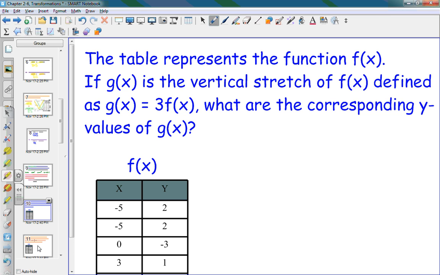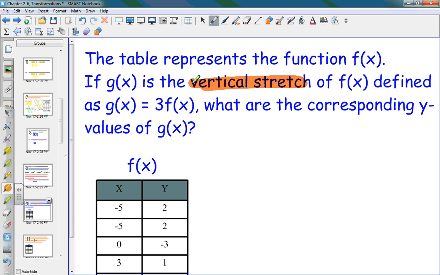But now I want you to reread and think about this. The table represents the function f of x. This right here is just the xy table of f of x. That's all it is. Do you understand that? If g of x is the vertical stretch, what's vertical stretch? Up and down. What do you think when you say vertical stretch? Travel mug, right? So vertical stretch is a travel mug, okay?